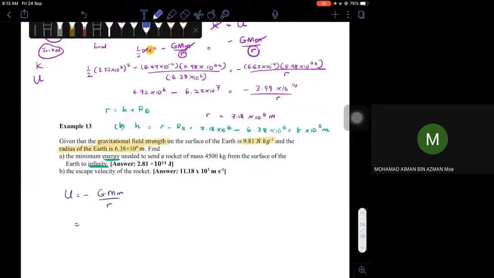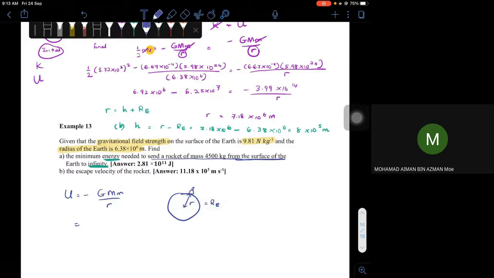Okay. Dia cakap minimum energy needed to send a rocket of mass from the surface of the Earth. Okay. So now we have a rocket from the surface of the Earth. So this is the punya R lah, which is equivalent to the radius of the Earth. Sebab dia cakap from the surface of the Earth. Remember R is always from the center. So disebabkan dia dekat sini, R dia adalah equivalent to radius of the Earth.